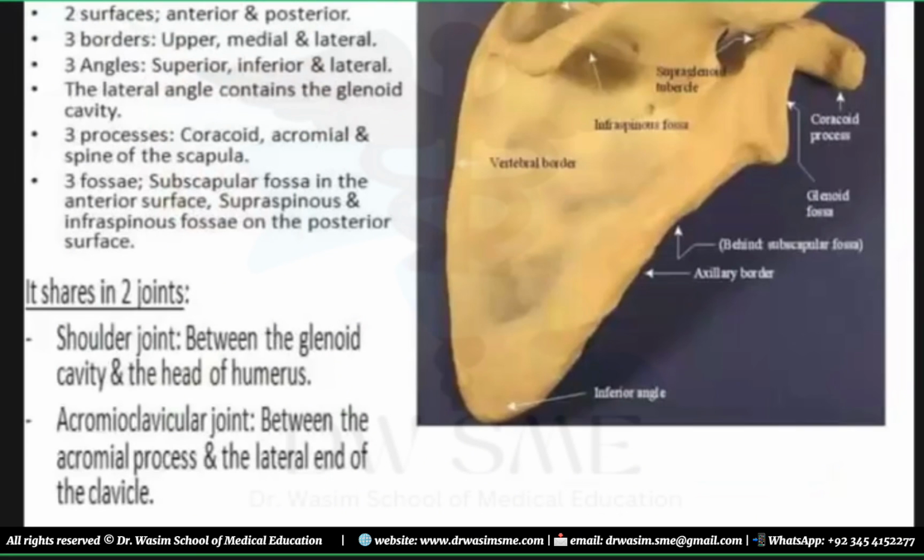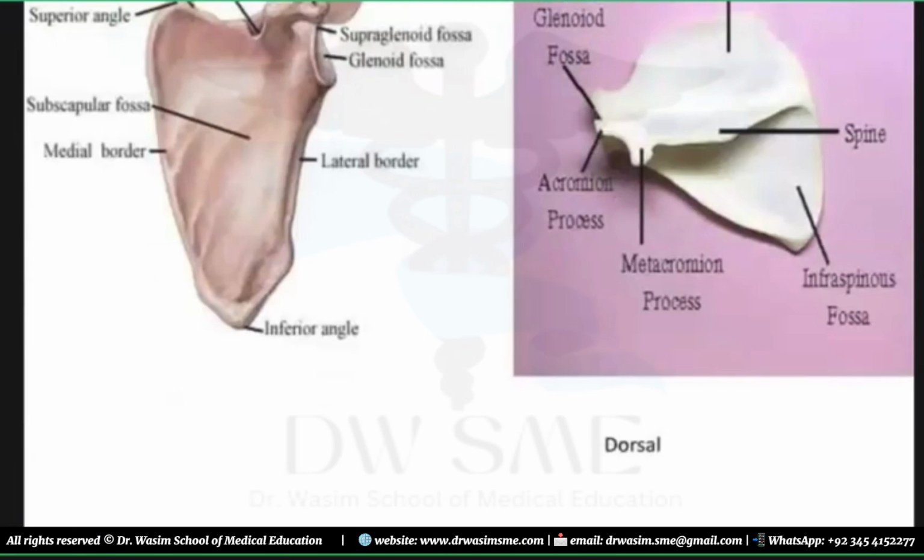Now, we have the vertebral border, axillary border, and a superior border. Similarly, we have an inferior angle and a superior angle. The lateral angle can be reminded that there is the glenoid fossa. Now, on the posterior aspect, the spine of the scapula divides the posterior aspect into supraspinatus and infraspinatus fossa. At the end of the spine, we have the acromial end. Now, these are the important structures on the posterior aspect. Coming to the anterior aspect, we have the subscapular fossa and the coracoid process.